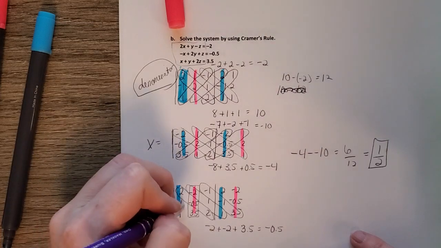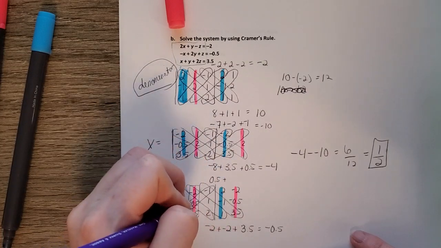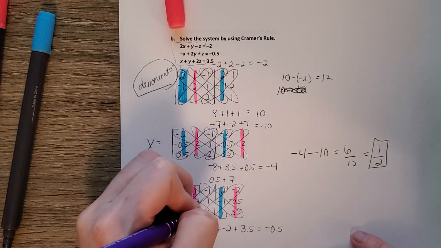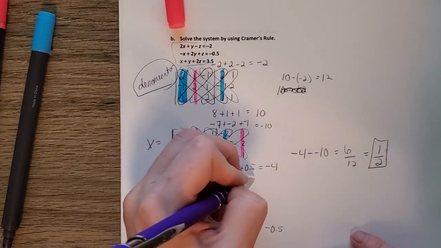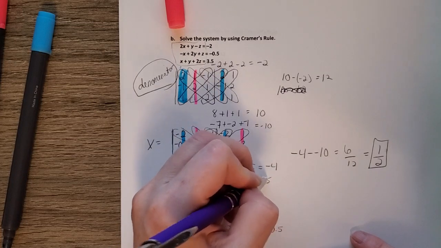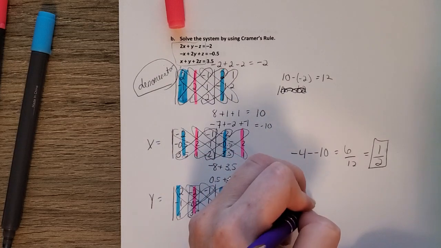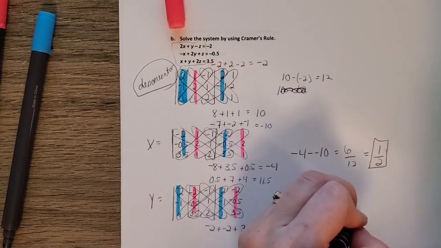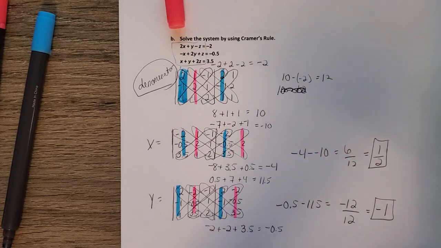And then we're going to go up the other way. So 1 times negative a half times negative 1 is positive a half. 3.5 times 2 is 7. And then 2 times negative 1 is negative 2 times negative 2 is 4. And if we add those together, we get 11.5. So we have negative 0.5 minus 11.5, which gives me negative 12. Again, the denominator is going to be 12 because it stays the same the whole time, and y is negative 1.